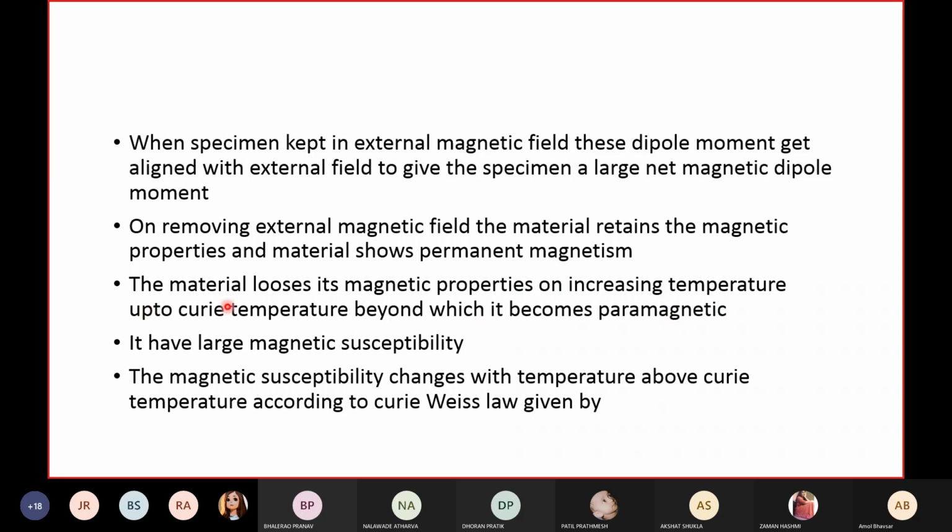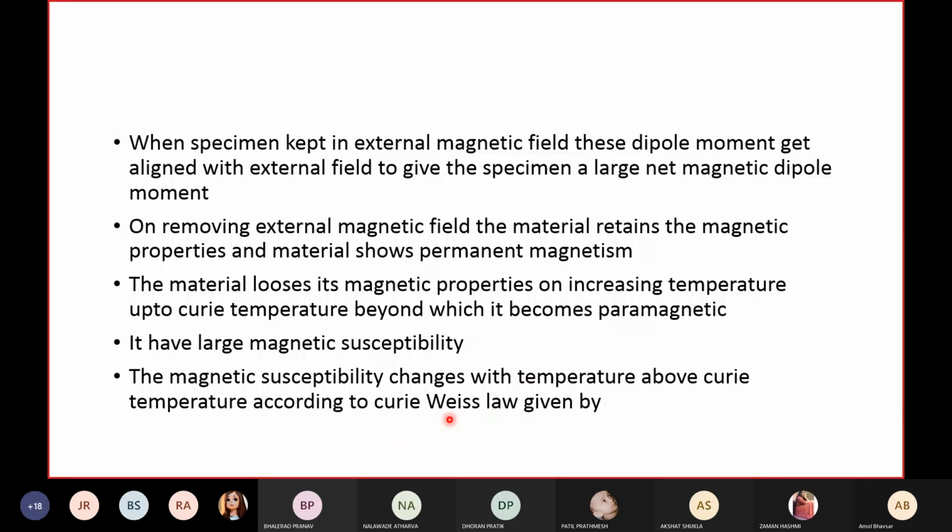So the Curie temperature is the temperature at which these magnetic properties of the material are lost. It is called the Curie temperature, and beyond this Curie temperature, it becomes paramagnetic. It has a large magnetic susceptibility. The magnetic susceptibility changes with temperature above the Curie temperature according to the Curie-Weiss law.